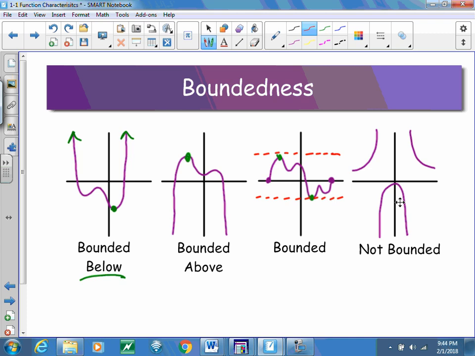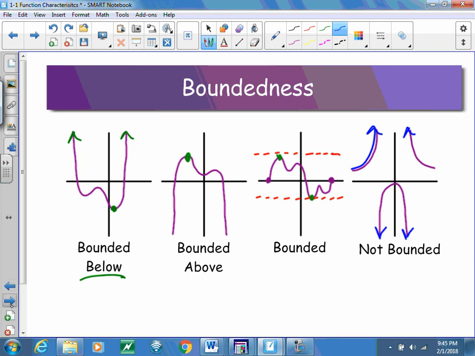Not bounded at all would be if you do not have a maximum and you don't have a minimum. So you'll notice that this function keeps going up towards positive infinity for y, and keeps going down towards negative infinity for y, so there is no maximum and no minimum. Therefore, it's not bounded.